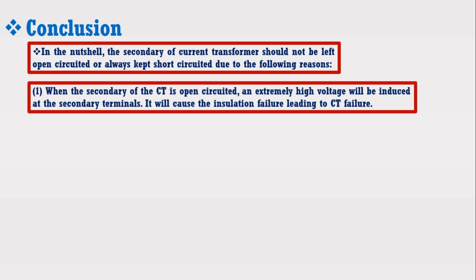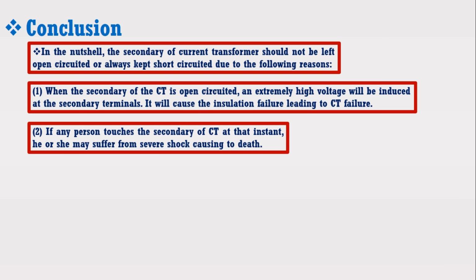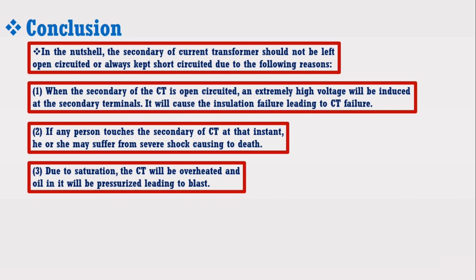Number 1. When the secondary of the CT is open circuited, an extremely high voltage will be induced at the secondary terminals. It will cause the insulation failure leading to the CT failure. Number 2. If any person touches the secondary of the CT at that instant, he or she may suffer from severe shock causing death. Number 3. Due to the saturation, the CT will be overheated and oil in it will be pressurized leading to blast. Therefore, due to these consequences, the secondary of the current transformer is always kept short circuited or never left open circuited.